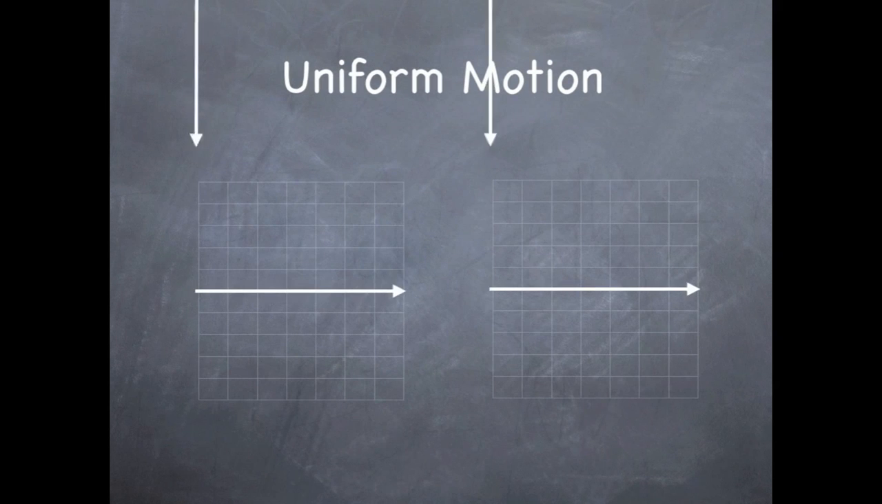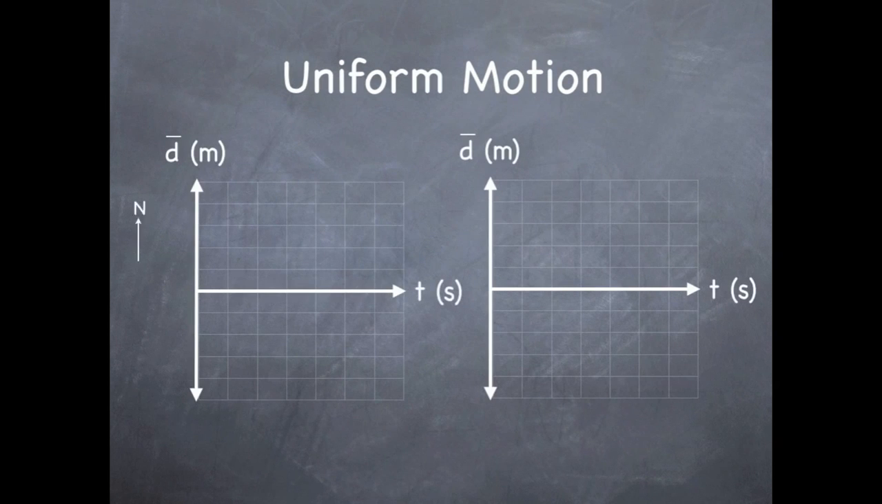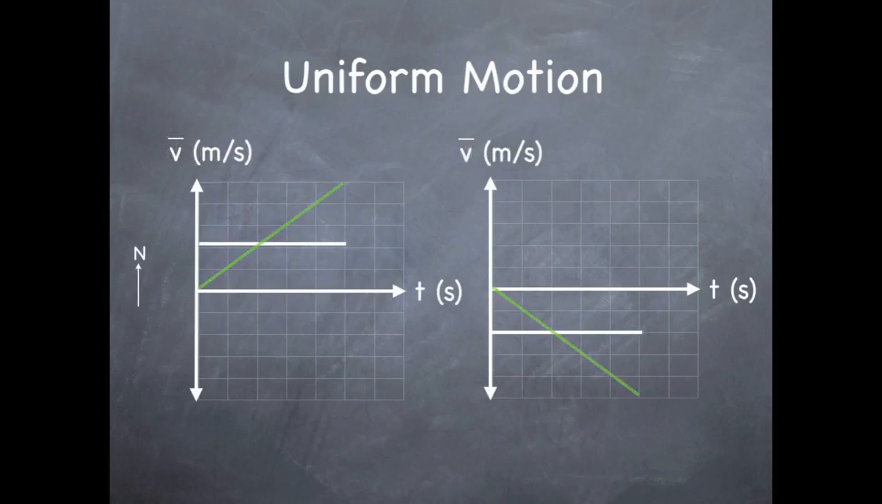Here's what uniform motion, or in other words, constant velocity, looks like in a position time graph. Here's what it looks like in a velocity time graph. As you can see on the velocity time graph, the line is flat, which means that there is no change in velocity. Or in other words, uniform motion, as it is not speeding up or slowing down, it is staying the same.